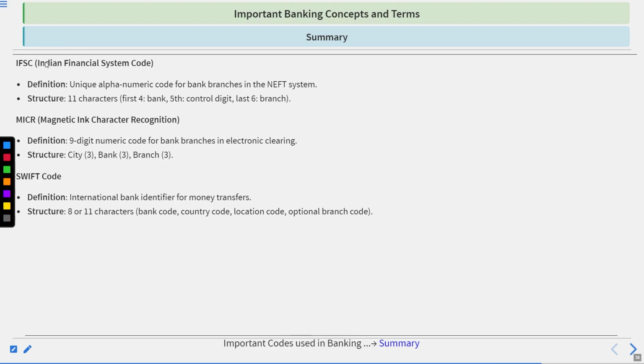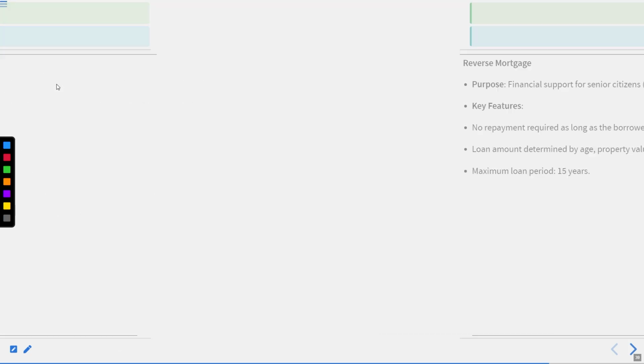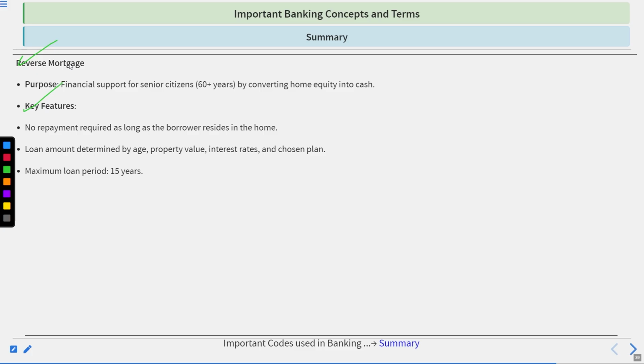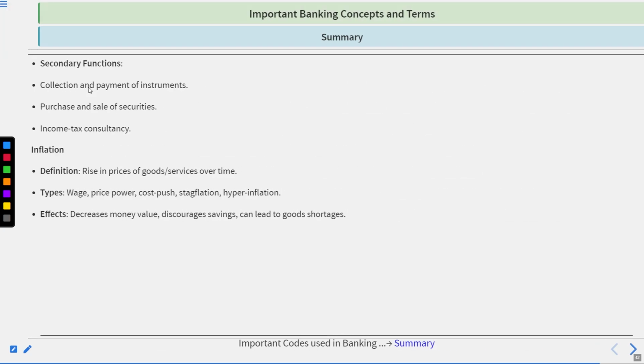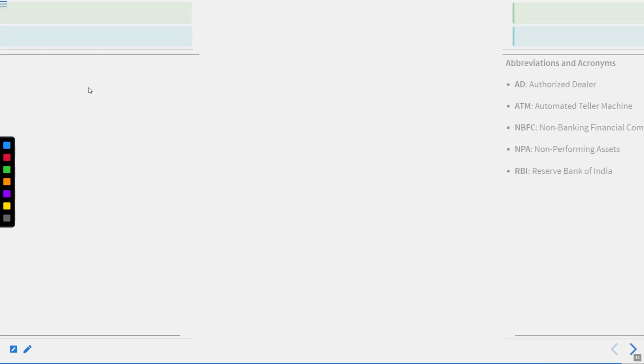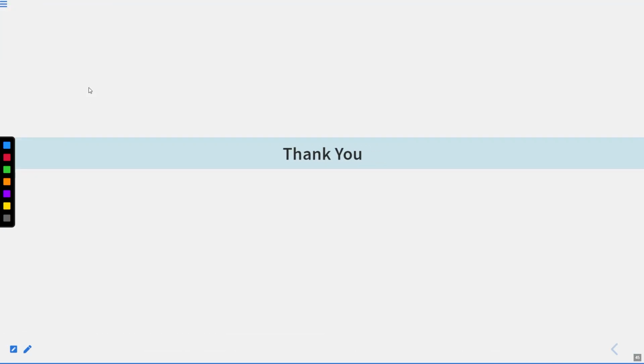So here we have finished the topic. Now its part was summary. We have seen the IFSC, MICR, SWIFT code, then reverse mortgage, key features also, then key financial acts in India. These acts we have seen. Functions of commercial banks we have seen. Credit control tools we have seen. Abbreviations and acronyms we have seen. So with this note, we have finished this topic.